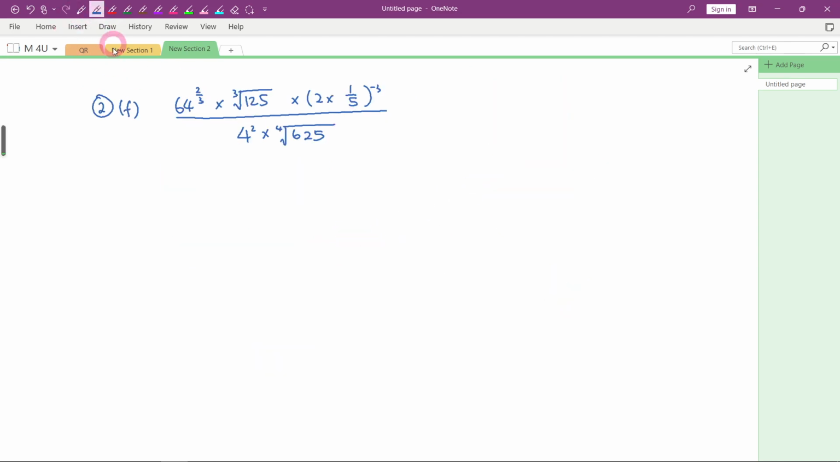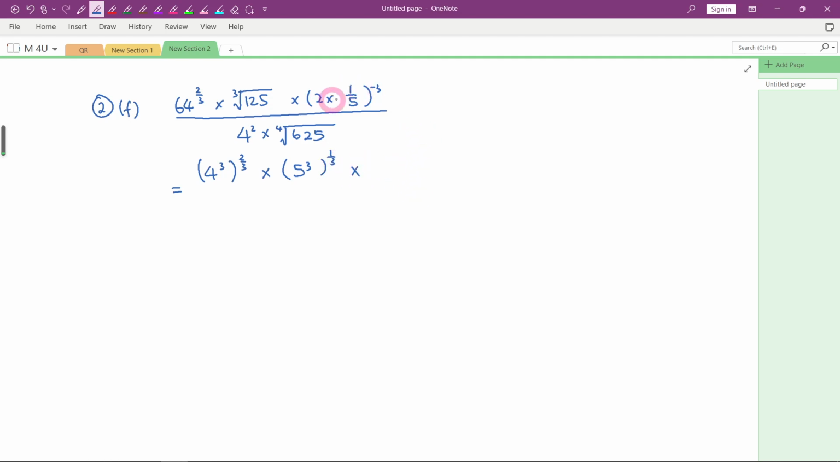Now let's look at 2F. 64 is actually equal to 4 power 3. So remember, you can change the way of writing it, you cannot change the value. 64 and 4 raised to the power of 3, they are the same thing. So this is 4 power 3 raised to the power of 2 over 3. 125 is equal to 5 power 3. And cube root means that it is raised to the power of 1 over 3.